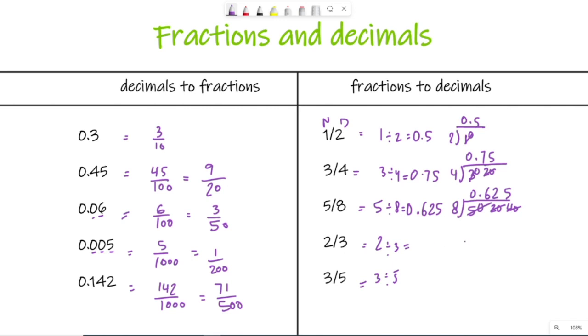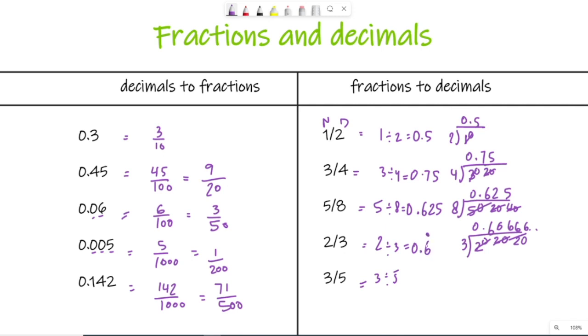2 divided by 3. How many 3s go in 2? Obviously 0, because 2 is smaller than 3. Give it a 0 with a decimal. How many 3s go in 20? 3 times 6 is 18. Remainder is 2. Again, same thing, 0 again. 3 times 6 is 18. Remainder is 2. Again, same thing. 3 times 6 is 18. And you realize now that it's never going to end, so it will be 0.66666 and so on.